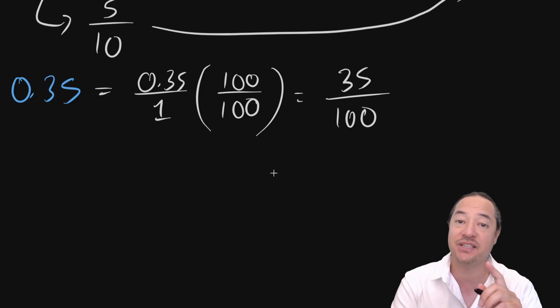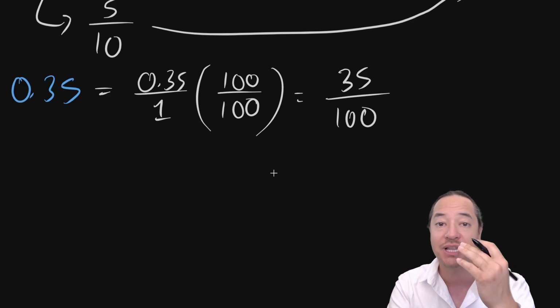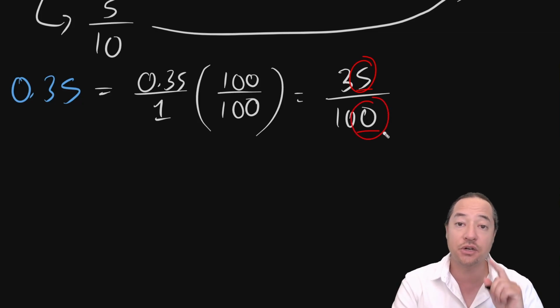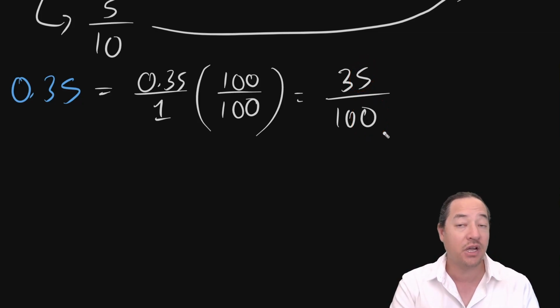So we've constructed a fraction from this original decimal using the over 1 method. Now, can we simplify this? We can recognize that this ends in a 5 and this ends in a 0, which means both of them are divisible by 5, or 5 is a common factor of both of them.